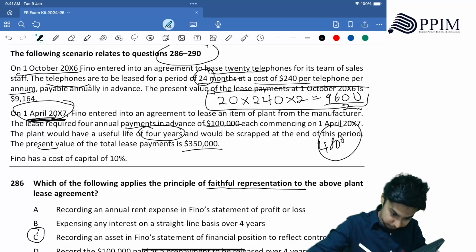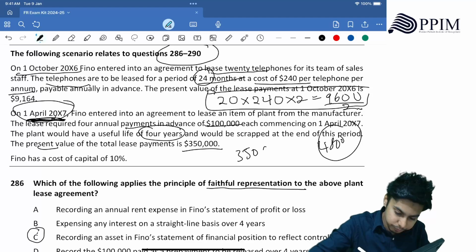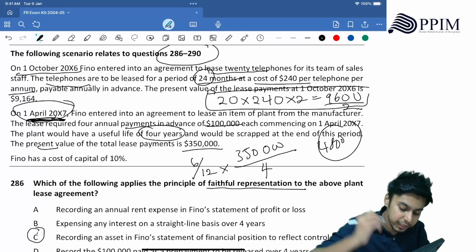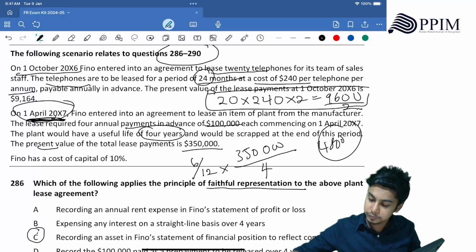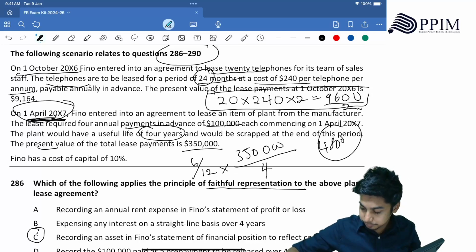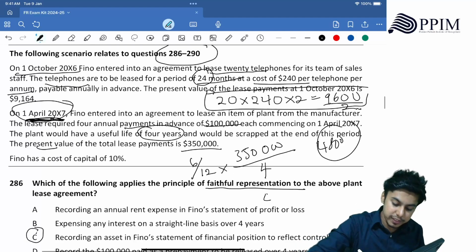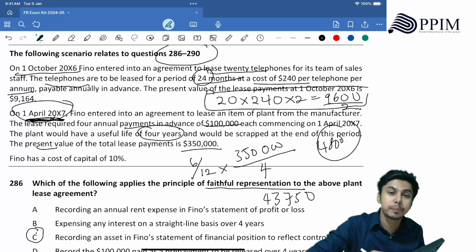So 350,000, that's the right of use, divided by 4, into 6 divided by 12. That's your answer. So the answer is 43,750. That is your depreciation.